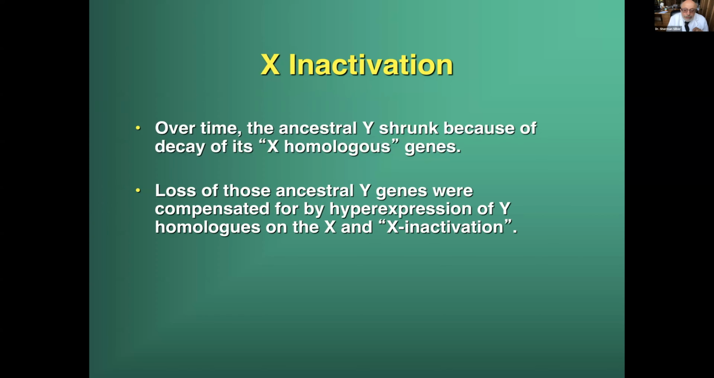But the loss of those ancestral Y genes was compensated for by hyperexpression of Y homologs on the X, and X inactivation. In other words, those genes on the X that had decayed on the Y become hyperexpressed so that in the male, at least, he has as much expression of those X genes as the female. On the other hand, you'd have too much X expression and the female couldn't survive if there wasn't X inactivation, where half of the cells in the body actually have the X chromosome inactivated, so there's no expression.